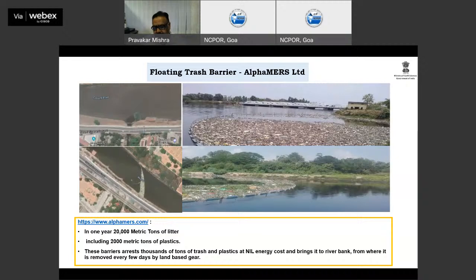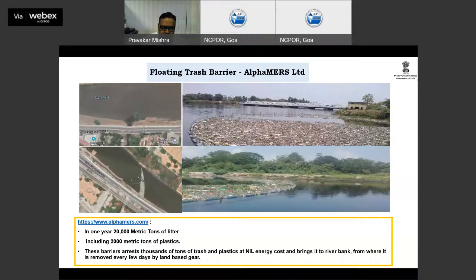This is a picture of the Kuam River of Chennai, and you can see an attempt that has been made by All Farmers. It's a company owned by an ex-Navy captain. He got the idea of how to clean our coast as well as our rivers, so he put in a floating truss-like structure that can capture the garbage.